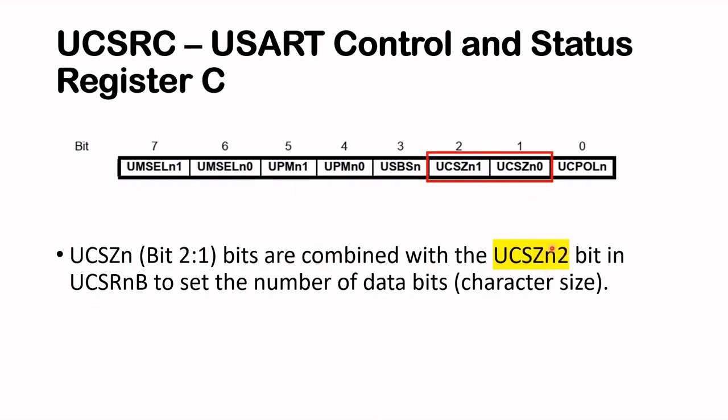Now, these two bits are combined with UCSZ2, which is in the USART register that was mentioned a few moments ago. Remember, I highlighted that bit. So the combination of these three bits, this bit here from the UCSRB, and these two bits here, would determine or set the number of data bits or the character size that you want to transmit.